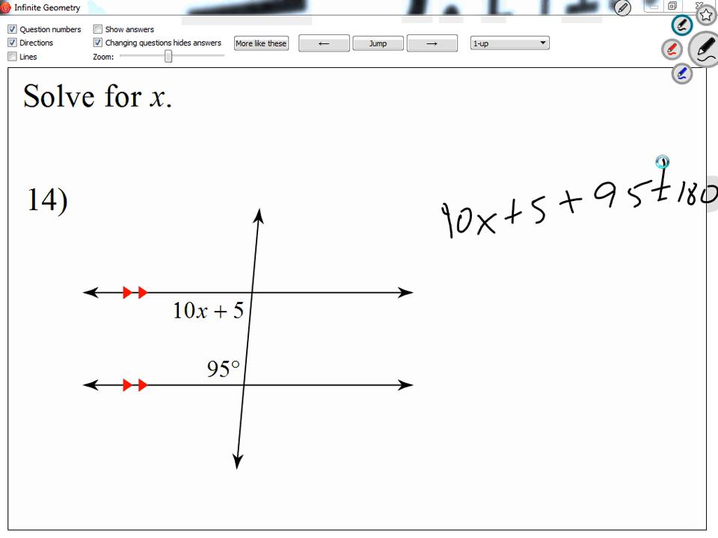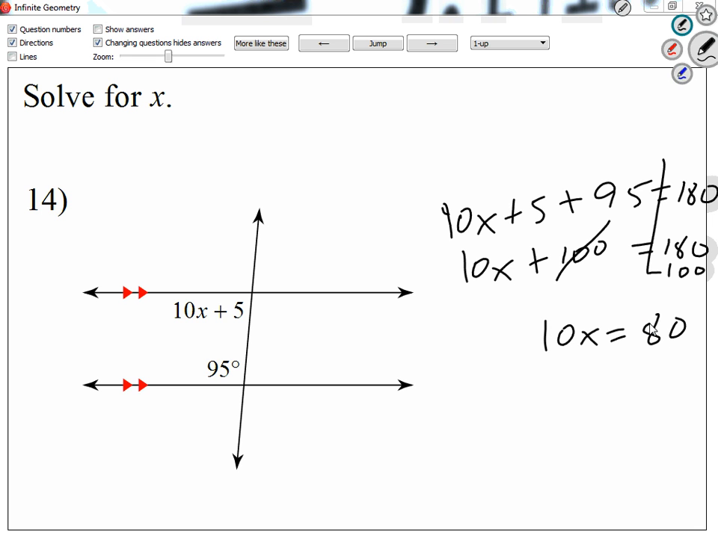Let me simplify the left a little. Let me call this 10x plus 100, right? 5 plus 95, right? So 10x plus 100 equals 180. I just simplified it a little. My 100, let me move it to the right side. That's a negative 100. So I get that 10x equals what? 80. So that means x equals 8.